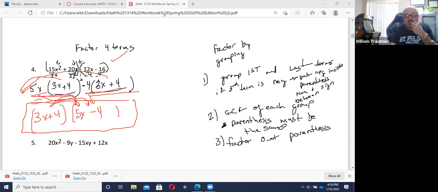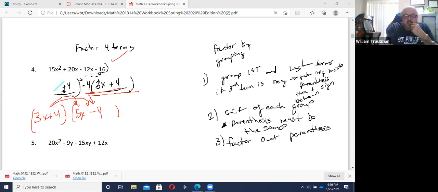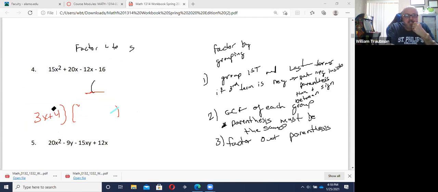Everybody okay with that step? Hopefully you've seen this factor by grouping before. Is factoring new to anybody here? You guys are all in college algebra, so I'm hoping most of you had it.